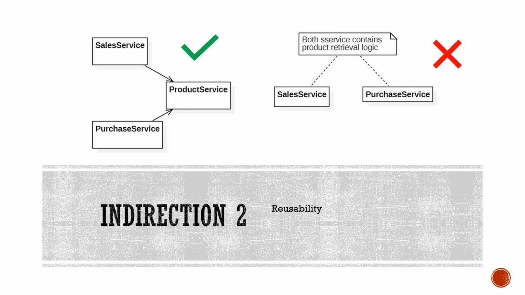This is the reusability factor that we previously talked about. Let's say that both sales service and purchase service need to use some kind of product related logic, and on the left side it's encapsulated in the product service, so it's reusable, while on the right side both of them contain duplicated code. You can see that indirection can promote reusability.